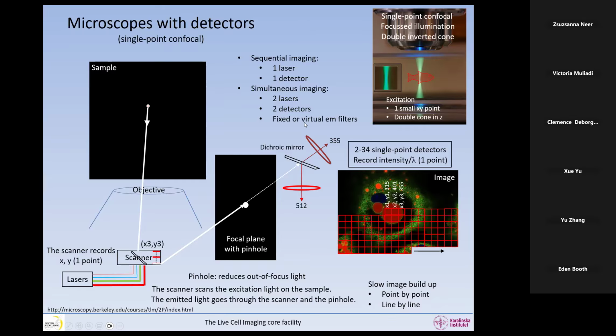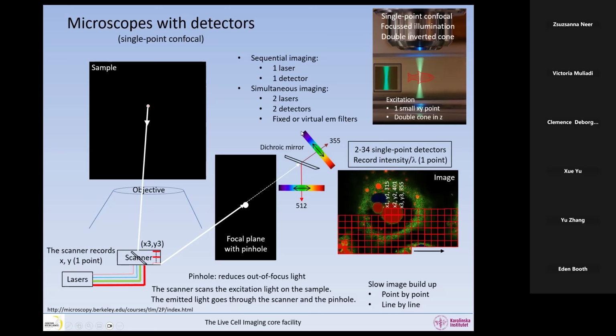But we have spoken before about fixed and virtual emission filters. And this is on the single point confocal. So what is that? If we have a filter like this, it's a fixed filter, but we can also have something that I will represent this way. Different companies have different ways to use virtual emission filters. They have different designs, let's say.